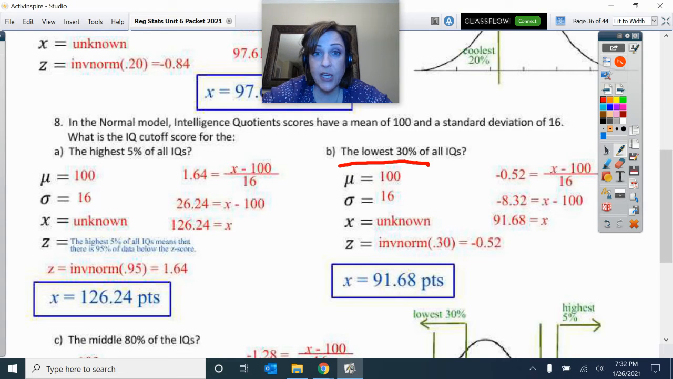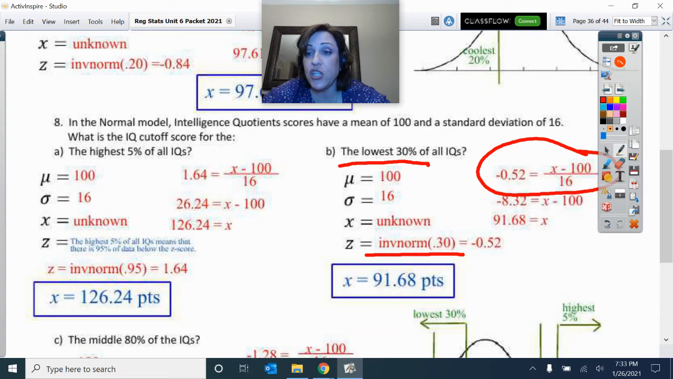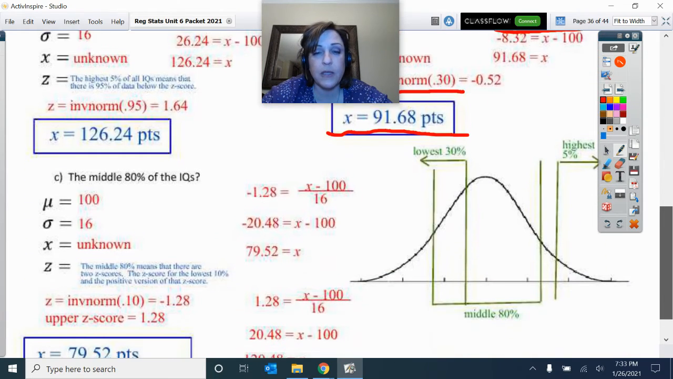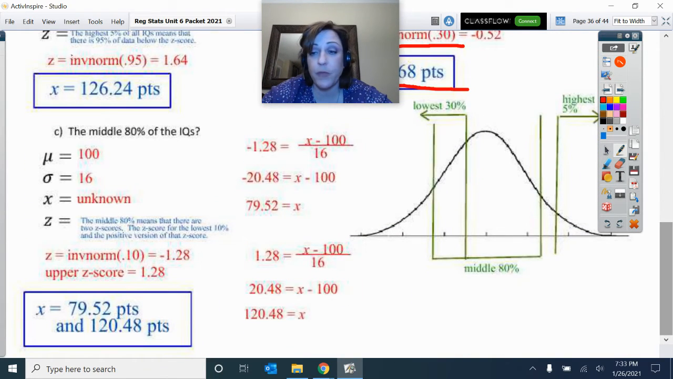All right, what about the lowest 30%? So that right there is a lower area. So you just are ready to go with doing your inverse norm of 0.30. And that's negative 0.52. So then you put that into this equation here and you solve that. So you have 91.68 points if you're in the lowest 30% of IQ.